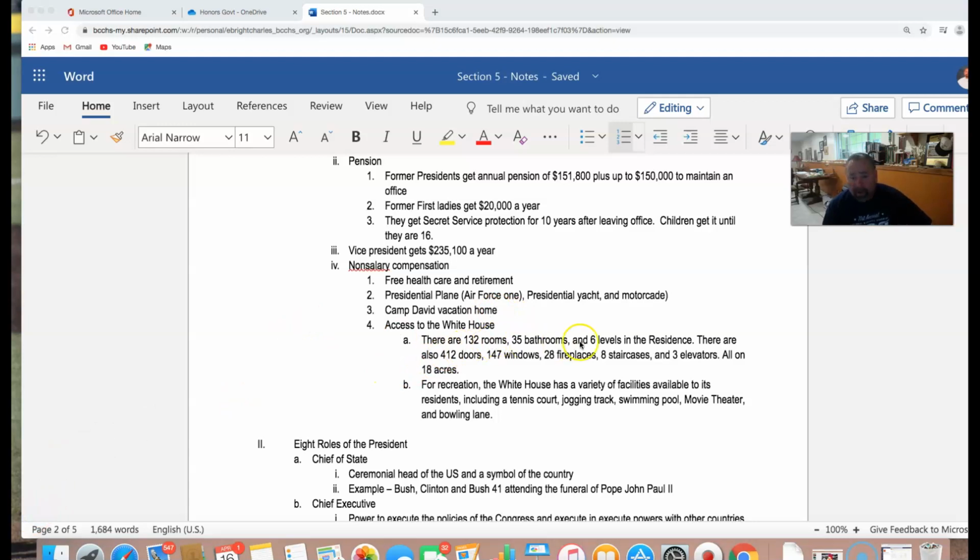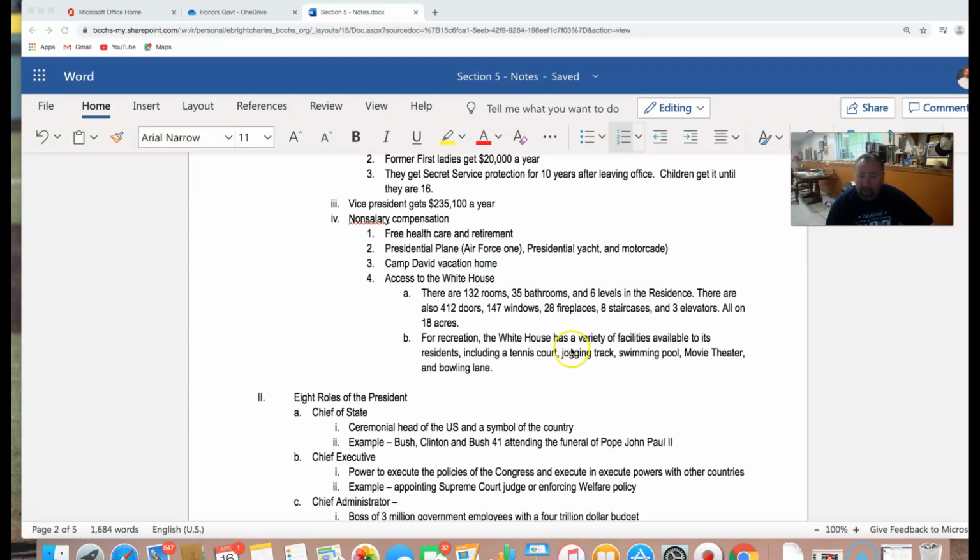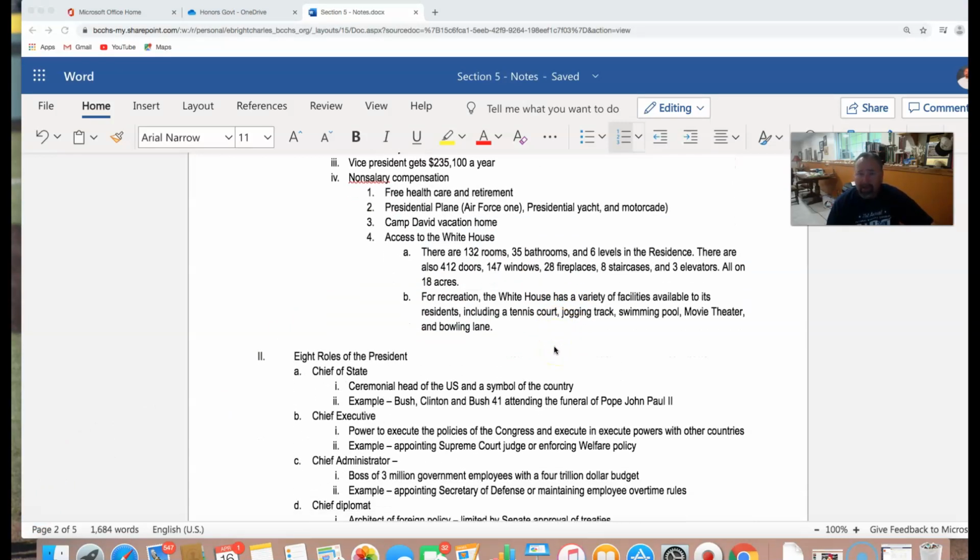Now, the president and the first family get to live in the White House, which is a pretty old house, but over the years it's been updated. There are some interesting facts. You don't need to know these for a test or anything, but there are 132 rooms, 35 bathrooms, 6 levels in the residence, 412 doors, 147 windows, 28 fireplaces, 8 staircases, 3 elevators on 18 acres, right in the heart of D.C., on Pennsylvania Avenue.